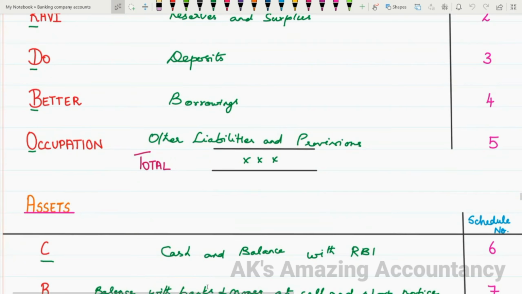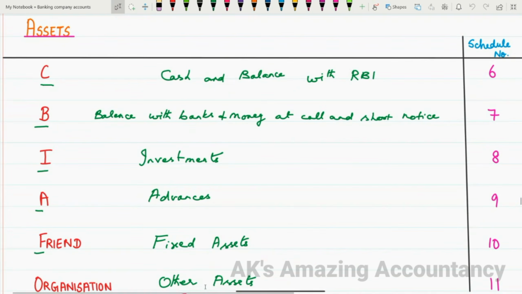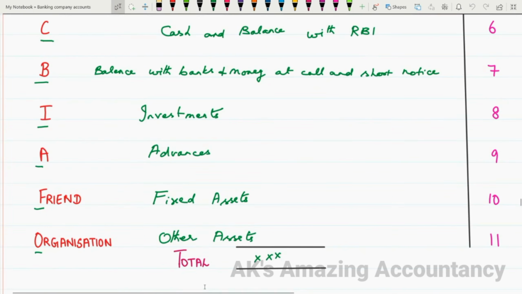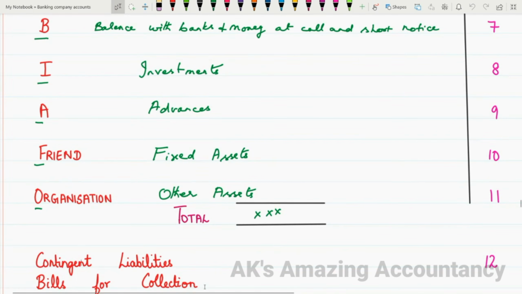And then under assets, I gave you a very simple sentence, that is CBI, a friend organization, where C stands for cash and balance with RBI, B stands for balance with banks and money at call and short notice, I stands for investments, A stands for advances, F stands for fixed assets, and O stands for other assets. Apart from that, you have Schedule 12, contingent liabilities, and one more item we have is bills for collection, which doesn't have a schedule number. So this is about the format of the bank balance sheet.